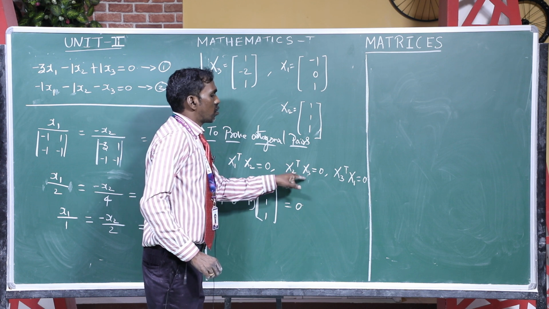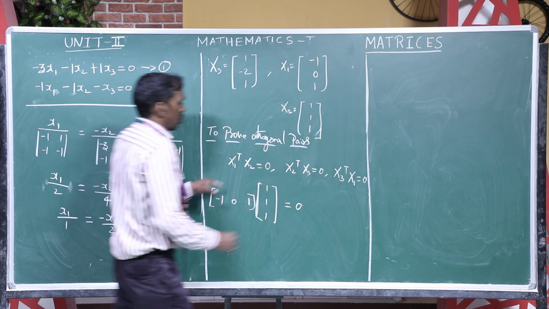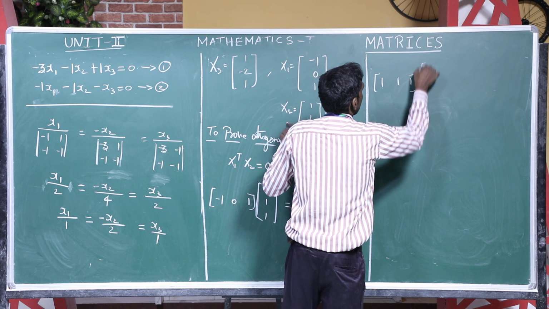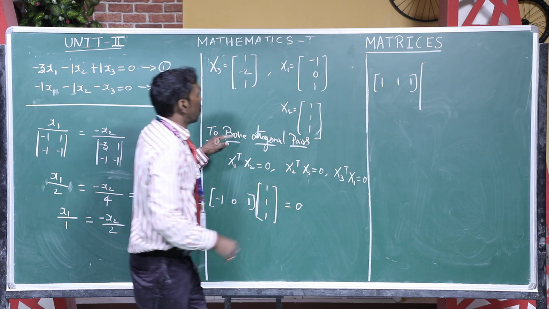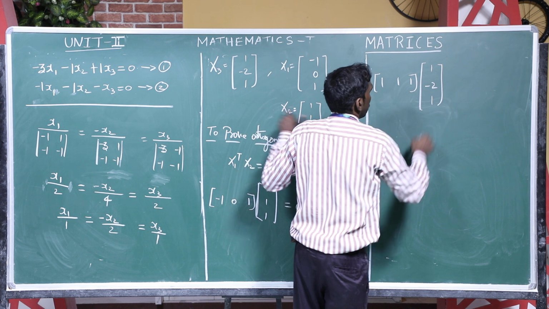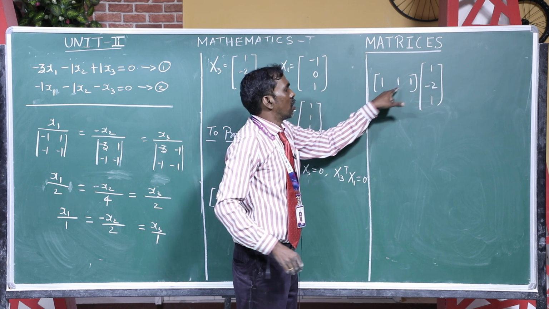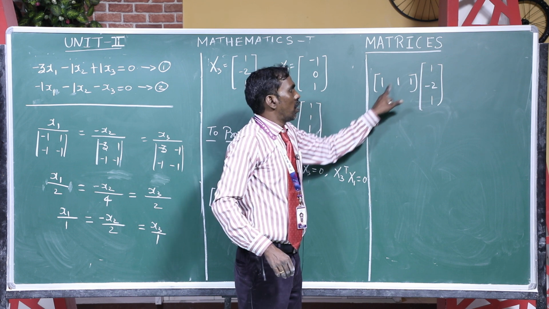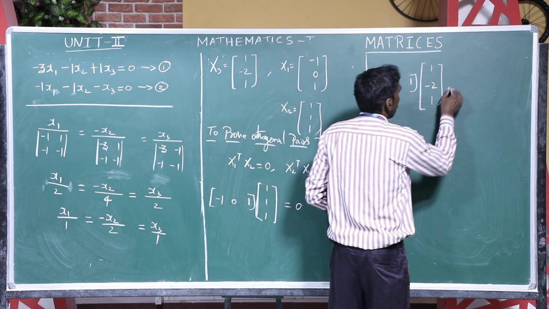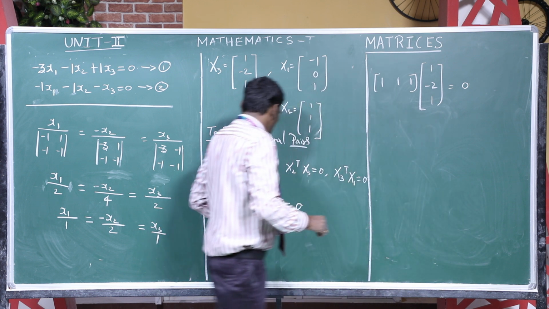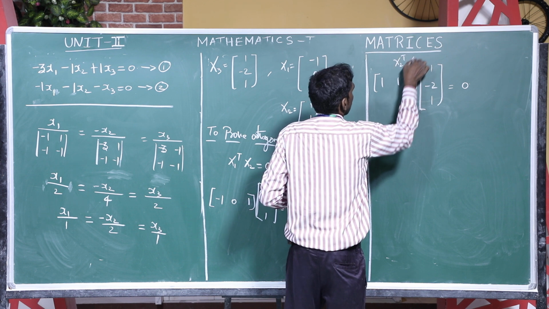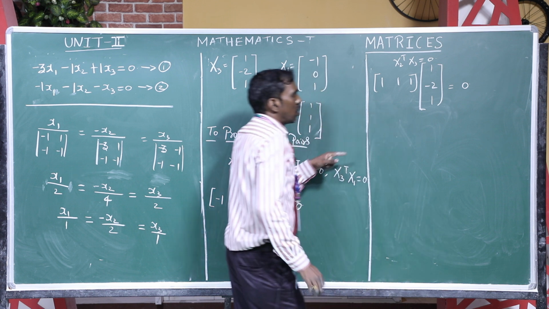Next we have to prove x2 transpose into x3. What do you have to take now? Here x2 transpose is 1, 1, 1. The next x3: what is x3 here now? 1, minus 2, 1. Then you have to multiply. So what do you get here? 1 ones are 1, then 1 into minus 2 is minus 2, and 1 ones are 1. So 1 minus 2 plus 1 gives the value 0 again. So here I can prove that x2 transpose x3 is also 0.